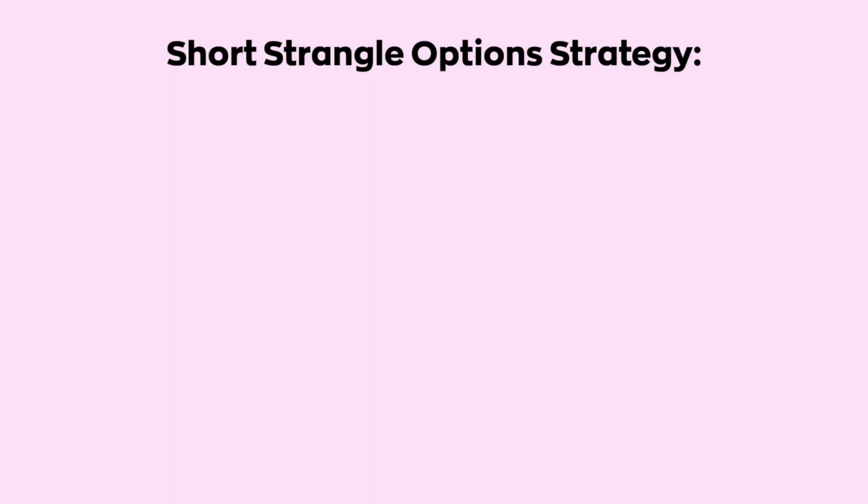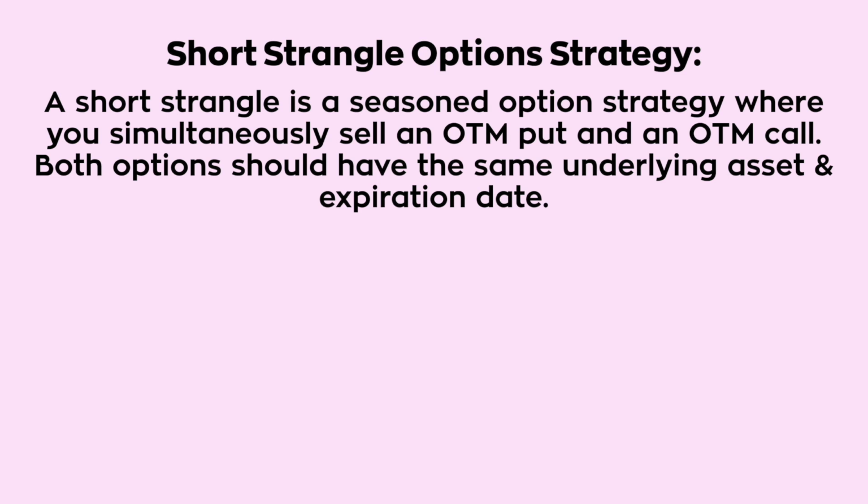So what is a short strangle option strategy? A short strangle is a seasoned option strategy where you simultaneously sell an out of the money put and an out of the money call. Both options should have the same underlying asset and expiration date.